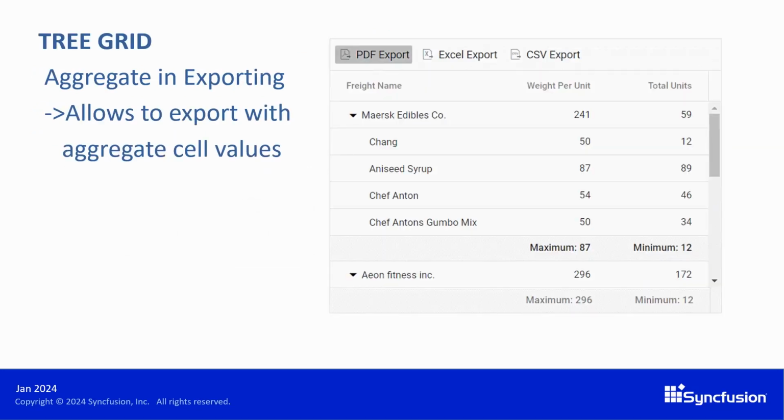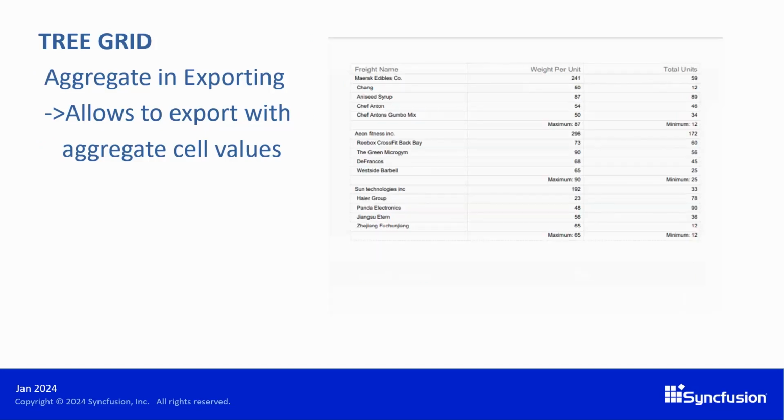Finally, there is an update in the tree grid. Now you can export tree grid to PDF and Excel files with aggregate cell values included in the footer for specified columns. That's all about the updates in EJ2 platforms for the Volume 4 2023 release.